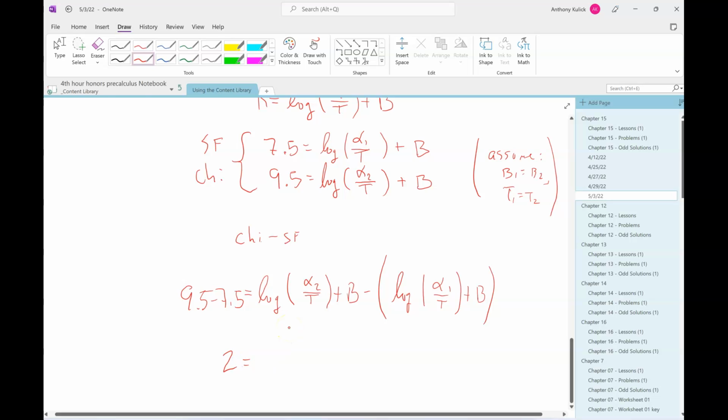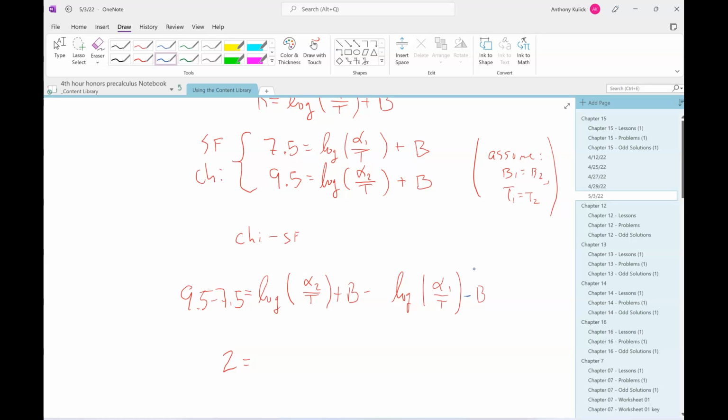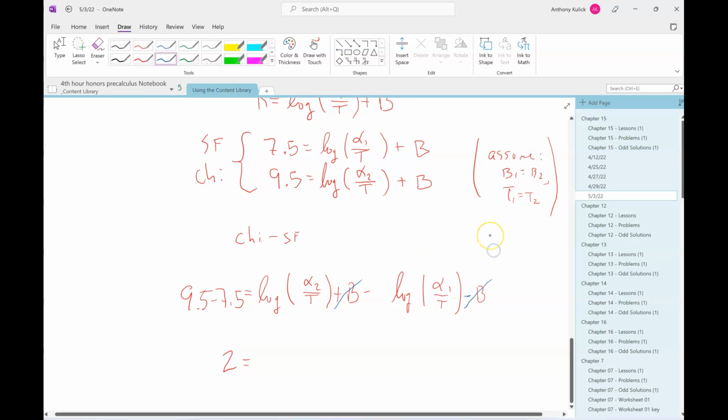All right, so I know that I can distribute the negative sign and do that. What do you notice can happen now? Yeah, the b's cancel out. Great. Then what can I do with those two logs?